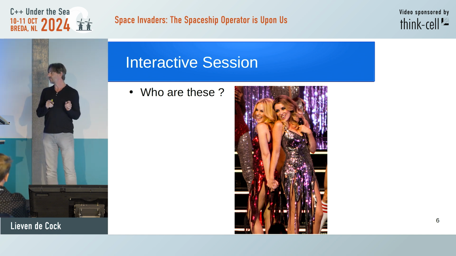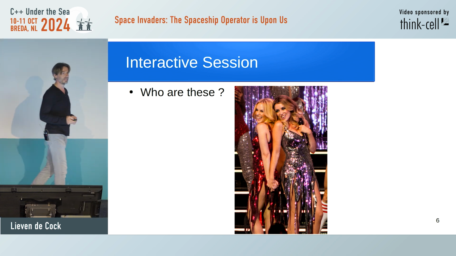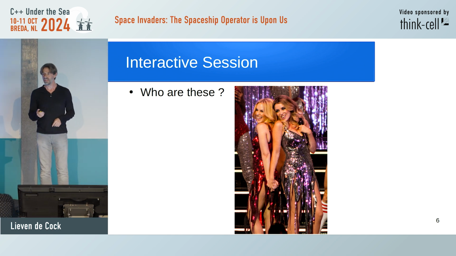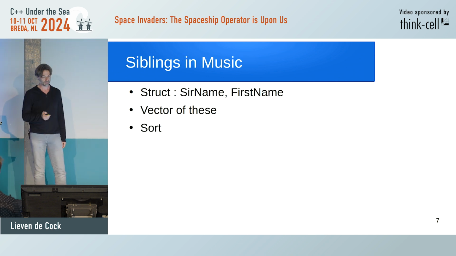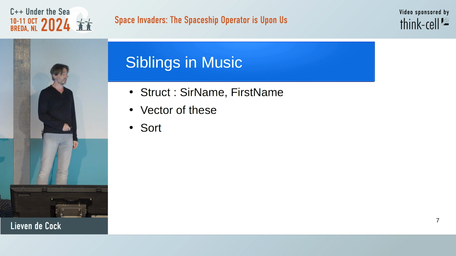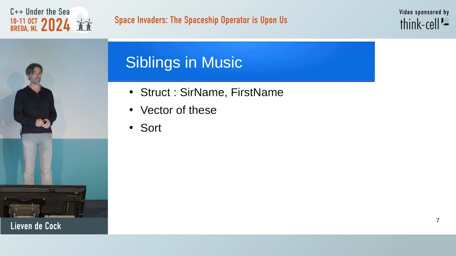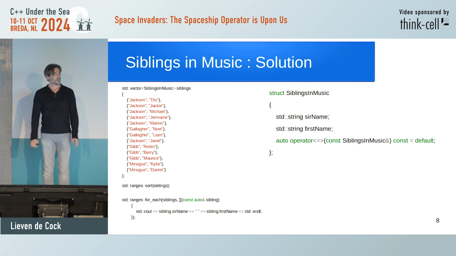Now, did anyone spot a pattern? They are all siblings. Brothers, sisters. So, let's start a little company, because the music industry needs our help. They have a big database, siblings in music, and they don't know how to sort it, and they need our help to sort it. They're always a little bit shy on money in the music industry, so it's a stupid factor. All right, we know how to do that, so let's do that.